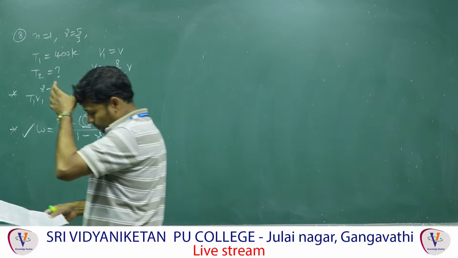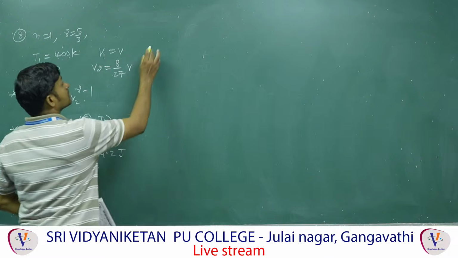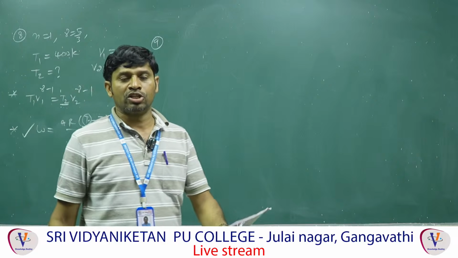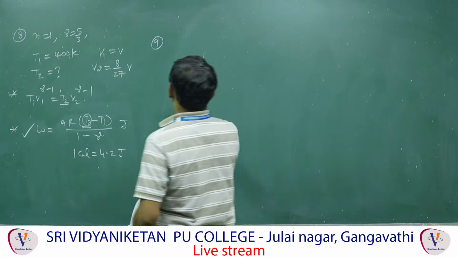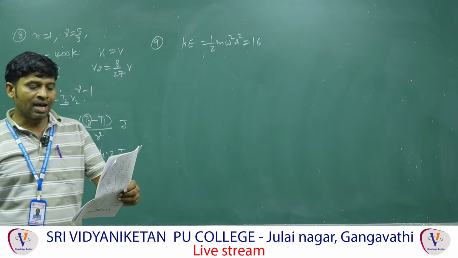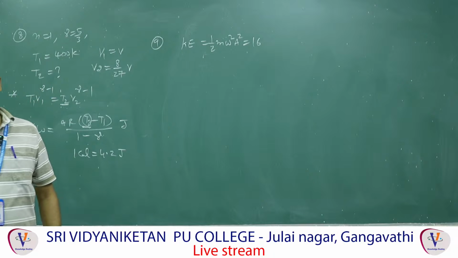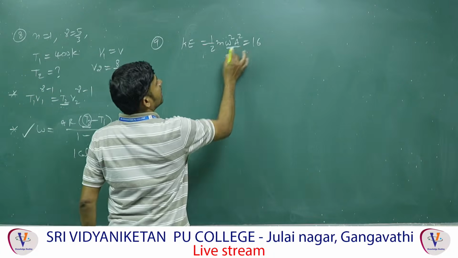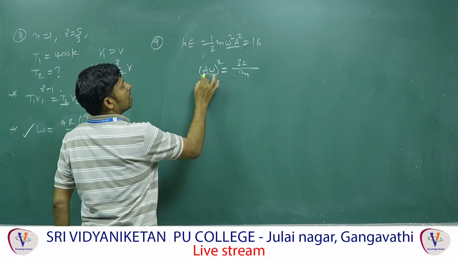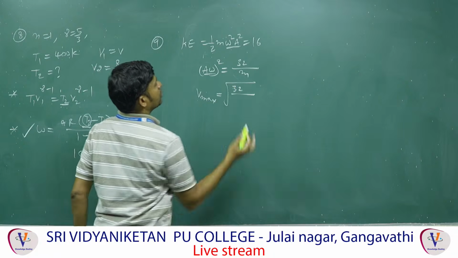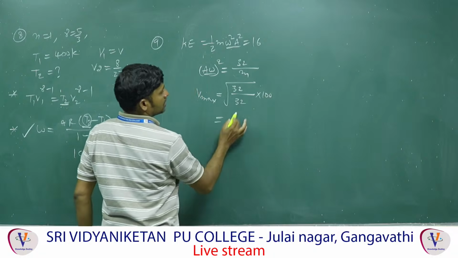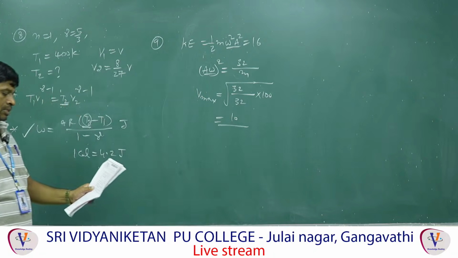Next one. Problem number 9. The kinetic energy of a particle executing SHM is 16 joules when it is at the mean position. We already know that at the mean position kinetic energy is maximum. That value is half m omega square a square, equal to 16. Mass value 0.32 kg is given. What is the maximum velocity? Maximum velocity is a omega. Here (a omega) whole square is equal to 2 times 16, that is 32, by m. So a omega is nothing but v maximum, which is 32 by 0.32. 0.32 means 32 by 100, so root 100, that is 10. So 10 meter per second.